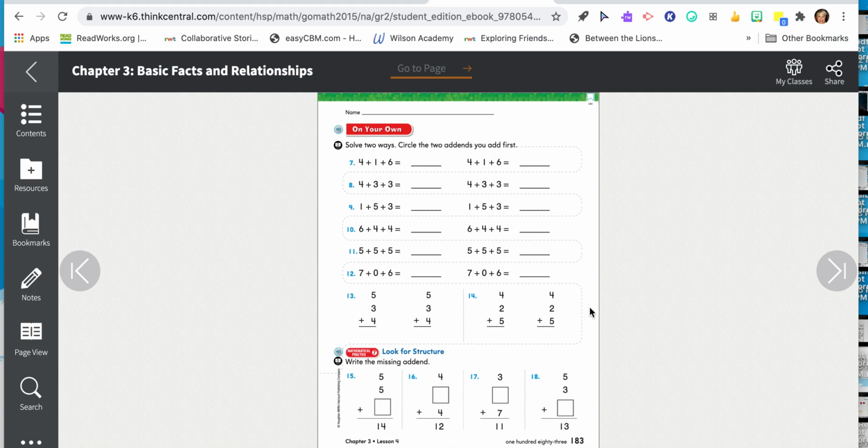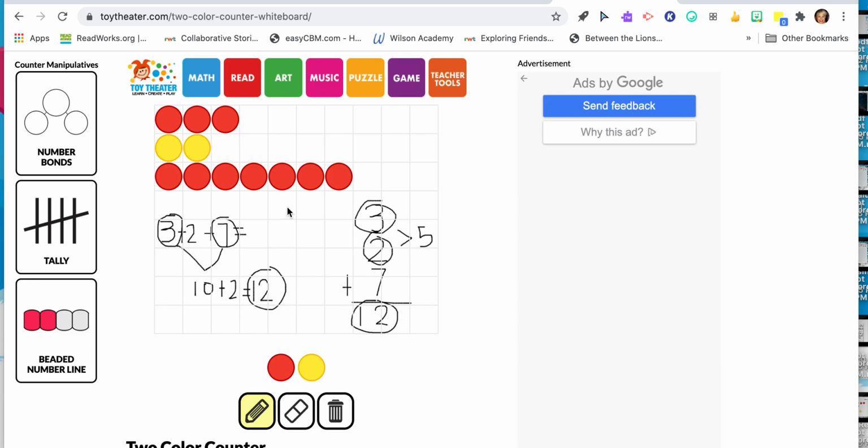So for independent work today, you're going to work on page 183, which, if you can see, is just a bunch of addition problems with 3 addends. But really pay close attention to these directions here, because it says solve 2 ways, circle the 2 addends you added first. If you notice number 7, these 2 problems are exactly the same, so they should come up with the same sum. But what we need to see from you is that you are circling the 2 addends you started with first, just like Miss Mac did over here on the examples.